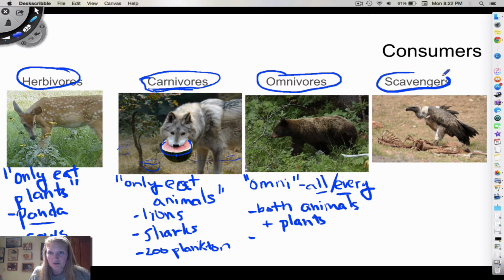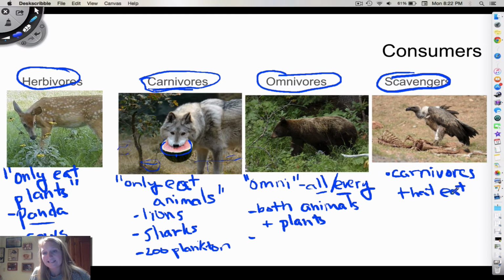And then scavengers. Scavengers are carnivores, kind of. They should be under the carnivores, but they only eat dead organisms, okay? They are carnivores that eat dead organisms.